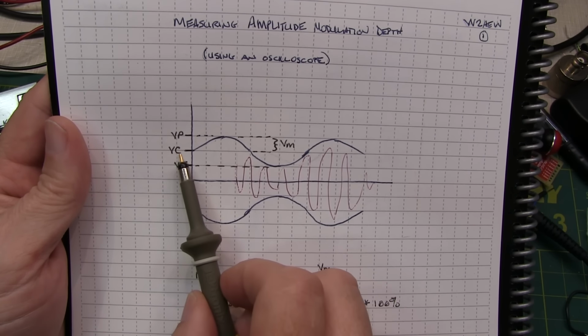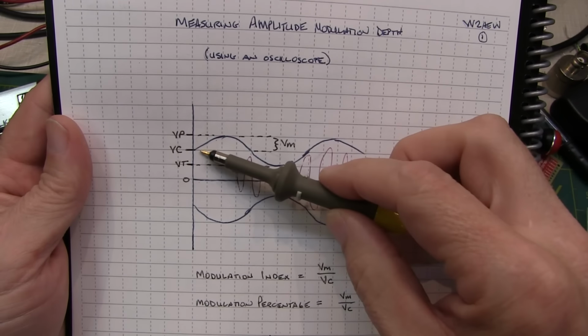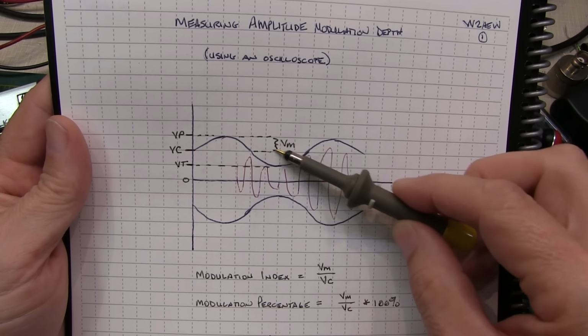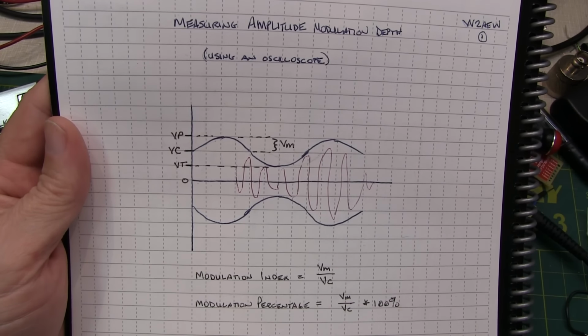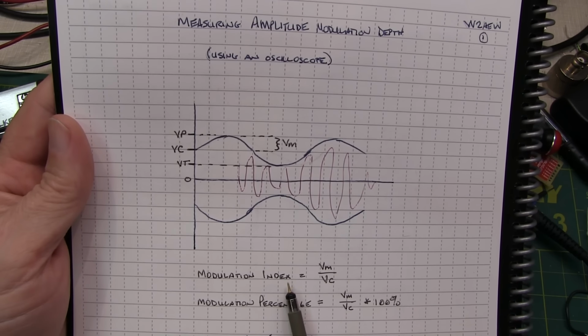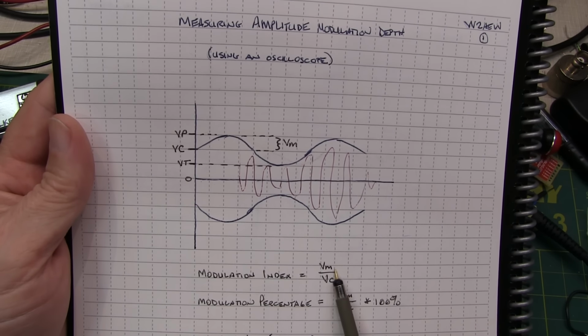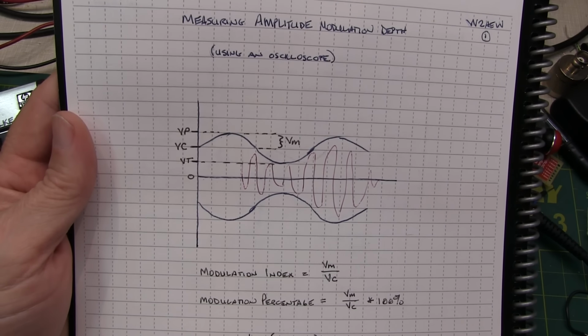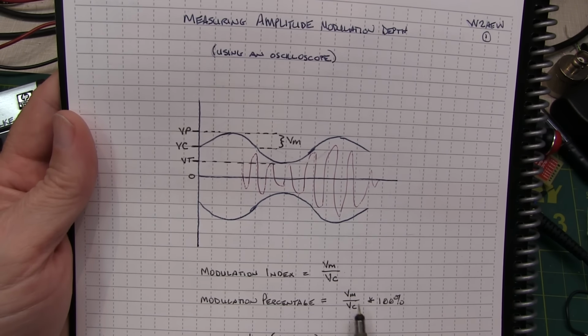We call that the carrier voltage. Now the amount that the carrier amplitude is increased or decreased is the modulation voltage. We'll call that Vm. The modulation index for an amplitude modulated signal, or AM signal, is simply Vm divided by Vc. And of course, if we want to represent that as a modulation percentage, we simply take that modulation index and multiply it by 100%.